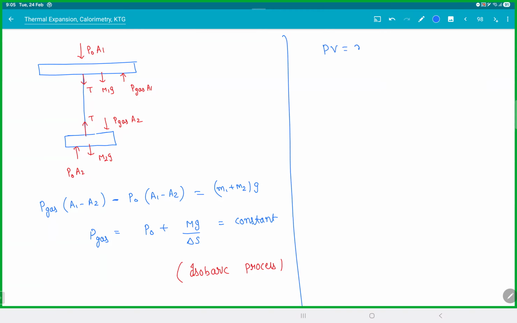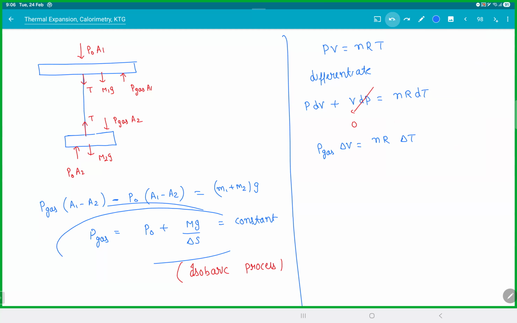Once you know the pressure of the gas does not change, now we know the ideal gas equation PV is equal to nRT. I can differentiate on both sides. This will be PdV plus VdP is equal to nRdT. Since pressure is constant, this term will be 0. So you end up with P gas into change in volume is equal to nR into change in temperature. That's what I'm asking you, change in temperature. So I know the pressure of the gas, so if I can find the change in volume, my job is done.